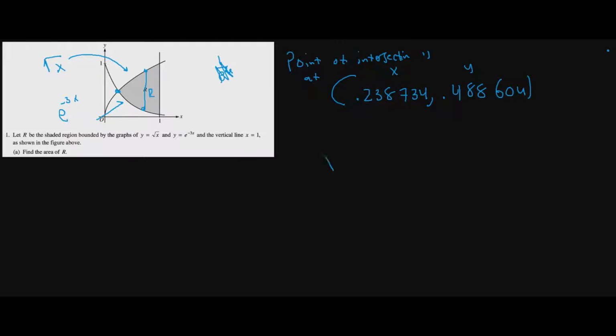So top curve minus bottom curve, that is from 0.238734 all the way to 1. Top curve minus bottom curve, that's the integral of the square root of x minus e to the negative 3x dx. Use your calculator again, y1 minus y2, and you'll get 0.442. Bam, done. All right, that's 2 points for us there. Now we'll just go ahead and move on to the next question here.